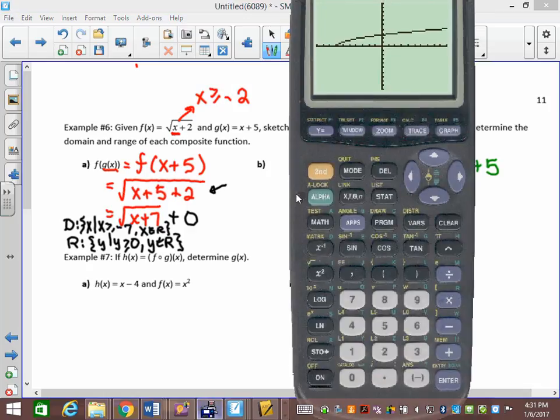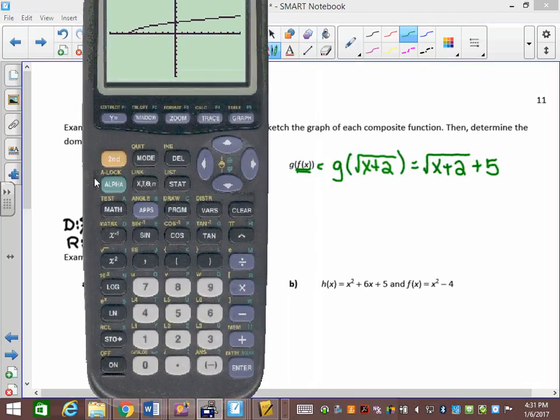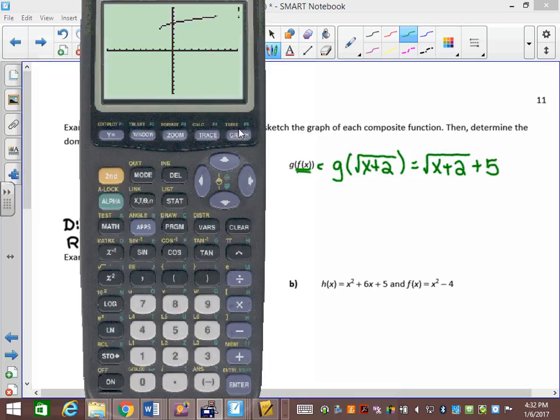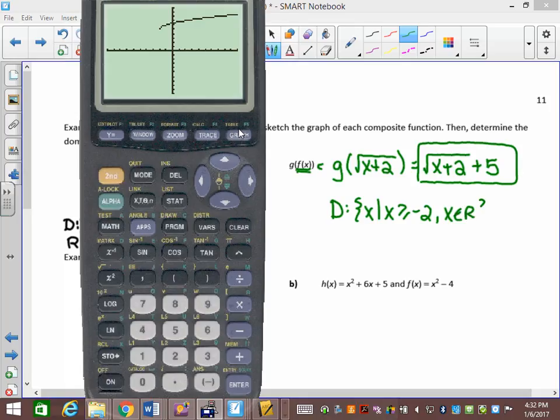If you want, you can look at it. Square root x plus 2 plus 5. There's been no flips, so it's still going to be greater than for both of them. I can't reduce this at all. That is as nice as it gets. So my domain is going to be x such that x is greater than or equal to negative 2. And my range is going to be y such that y is greater than or equal to 5.